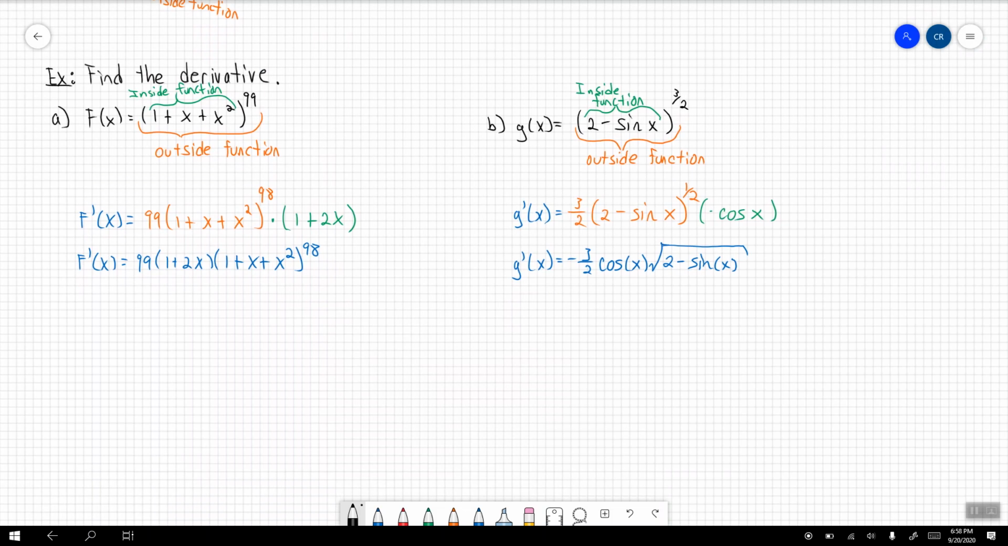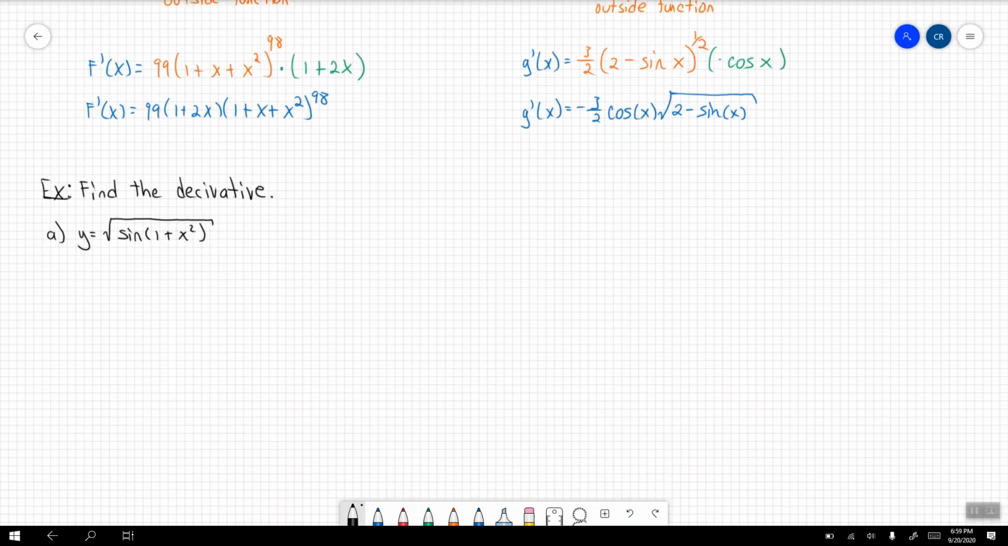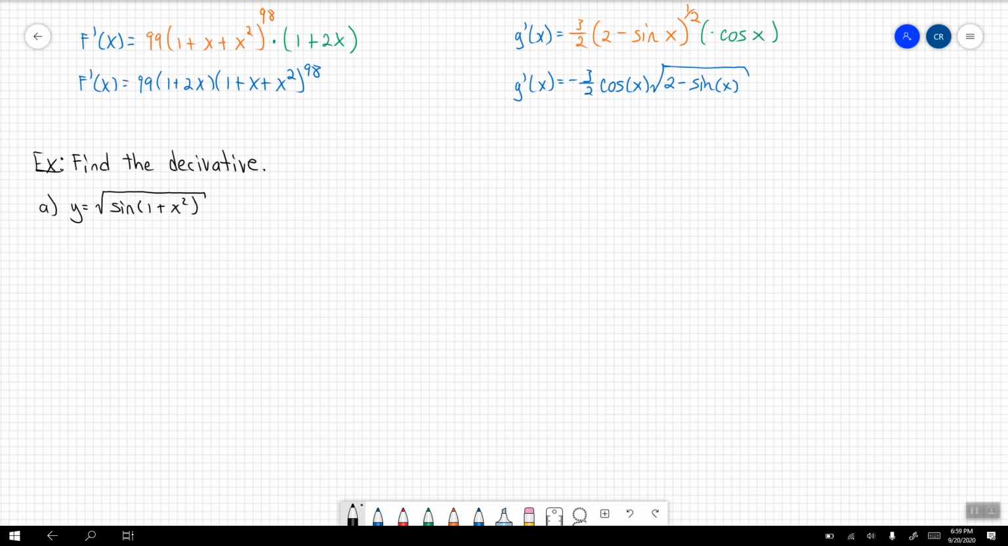Okay, so one of the first ones that I want to take here. On this example, we want to find the derivative, part A. We're going to be working with y is equal to the square root of sine of 1 plus x squared. All right, so here we go.